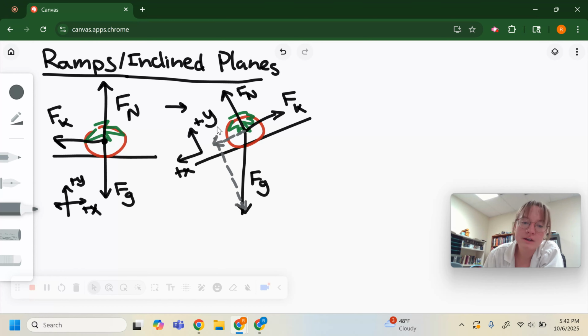We call the component that is parallel like this Fgx, because it's the part of Fg that is in the x direction, and we call this part Fgy because it's part of the weight that's in the y direction.